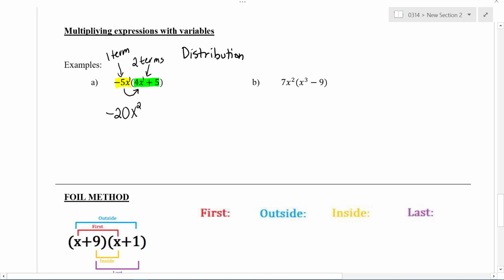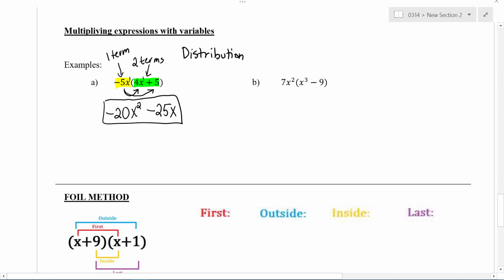Okay, now the distribution means that you're also going to multiply negative 5x times the other term that's contained inside of the parentheses. So negative 5 times a positive 5, that gives me a negative 25, and there's only one x multiplied in, so it's just negative 25x. Okay, so that's called distribution.